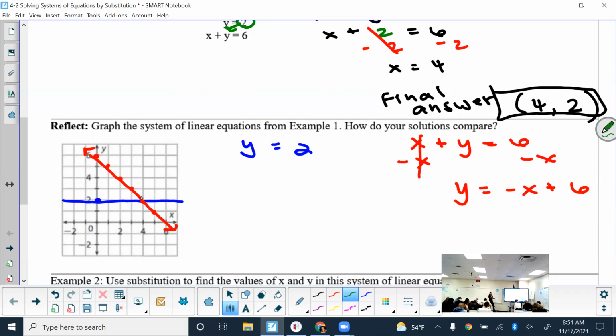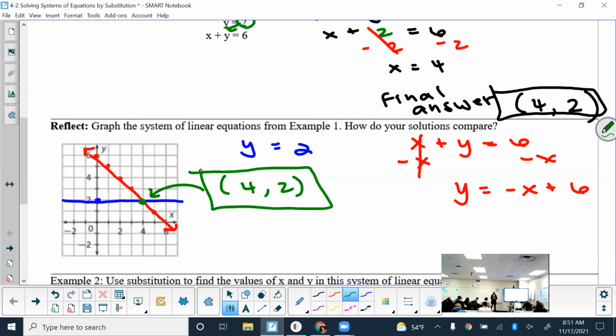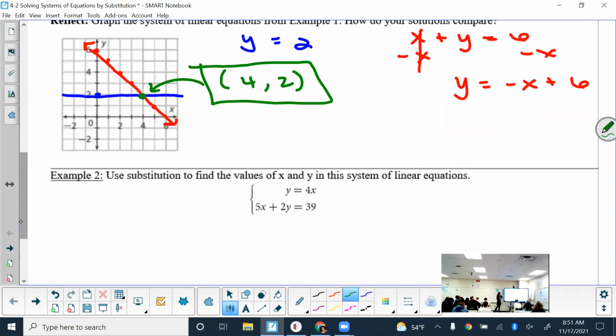All right, and where do they intersect at? At 4, 2. Does that match what we got when we did it by substitution? Yes, so this kind of just proves that we did it right, right? So there's multiple ways of finding the answer. You might think one is easier than the other, like who thinks graphing is easier? Substitution is easier, at least so far, right? It's up to you, there's no wrong answers. So whatever is easier is perfectly fine.